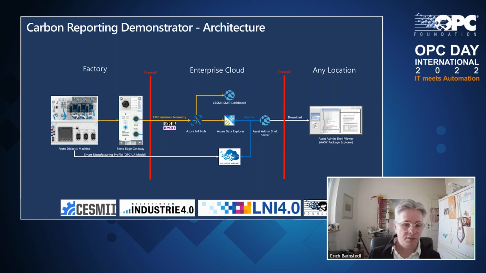Obviously, SPS last year didn't happen, but we're going to show it at IoT Solution World Congress in 2 weeks in Barcelona, and then of course at Hannover Messe, both at the Platform Industry 4.0 booth and the OPC Foundation booth. So it's basically the same architecture, slightly simplified, less pieces in it. But in the case of the carbon reporting demonstrator, we had a Festo machine. That Festo machine was connected to a Festo gateway, sending OPC UA pub sub data via MQTT to a cloud gateway, in this case, Azure IoT Hub.